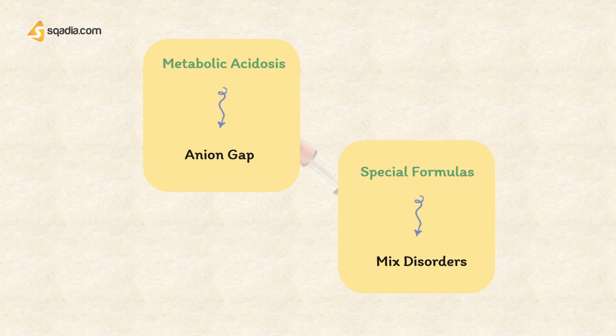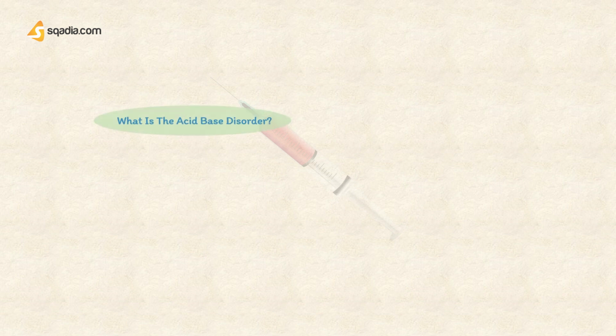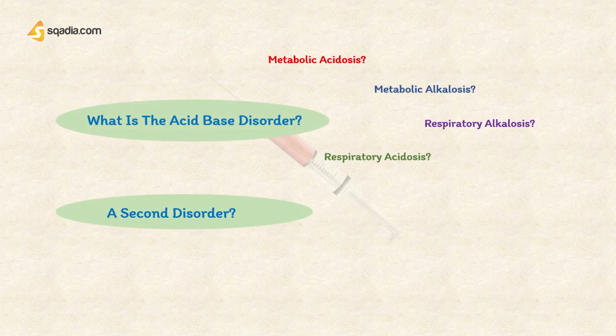Now let's even make it more simple. What is the acid-base disorder? And is there a secondary disorder? The way to check this is to determine whether the compensation is appropriate. So keep watching to learn about the most important bit of an acid-base disorder approach.